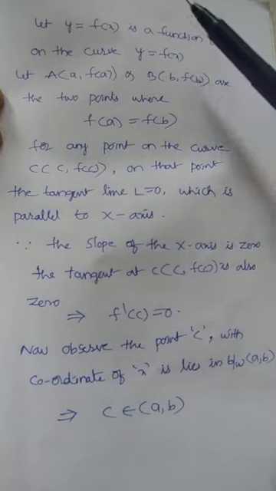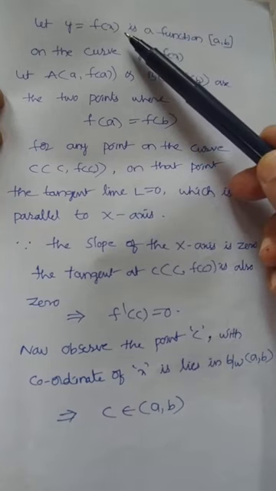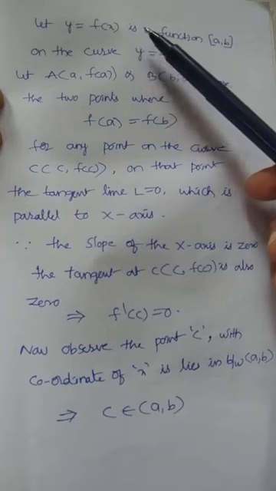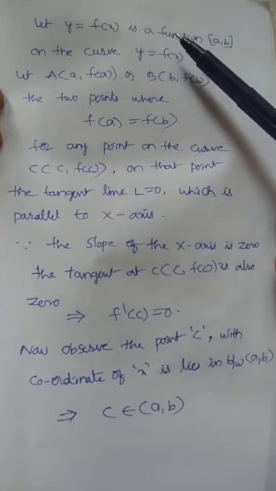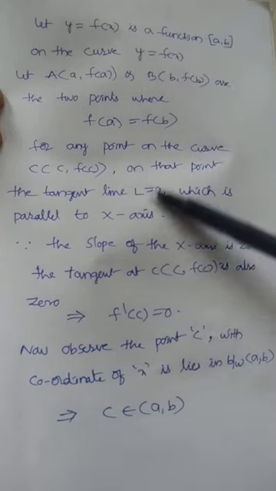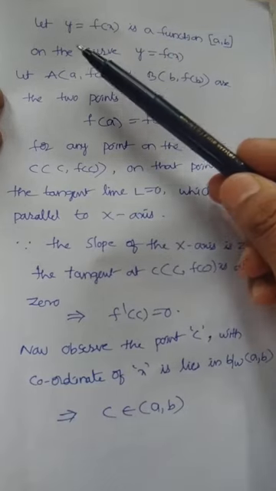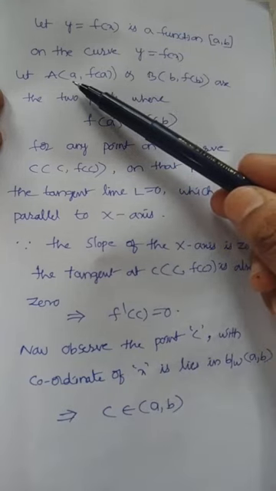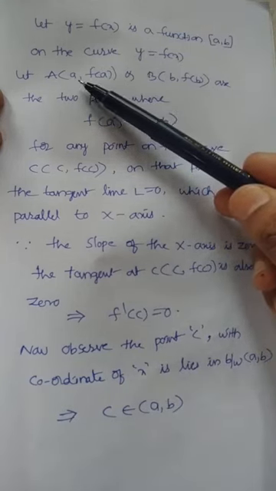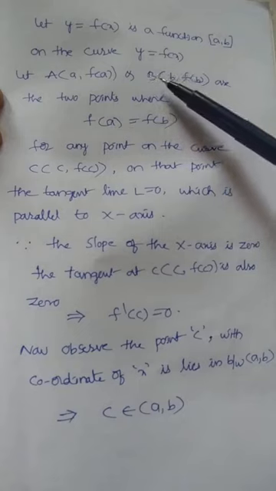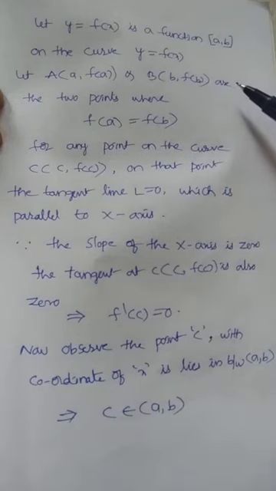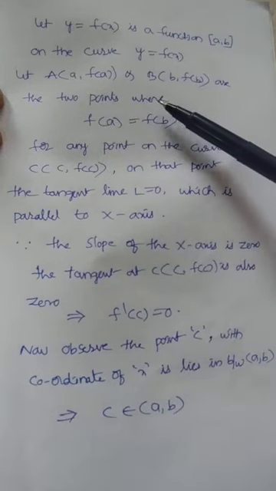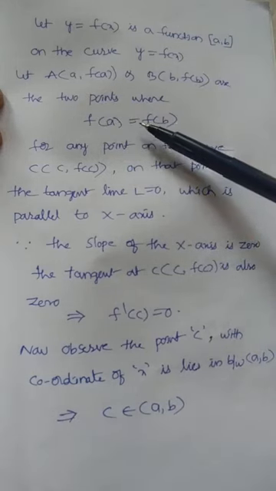The first condition of Rolle's theorem is that f of x is continuous, and the second is that it is derivable on the open interval (a, b). Now we are discussing the third condition. On the curve y equals f of x, let me take the points A (a, f of a) and B (b, f of b), the two points where f of a equals f of b.